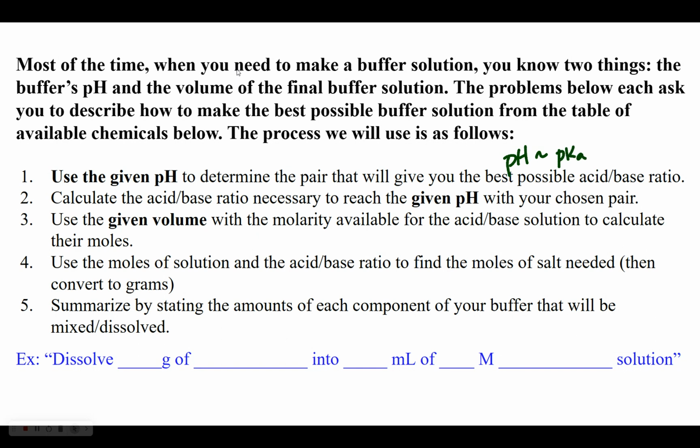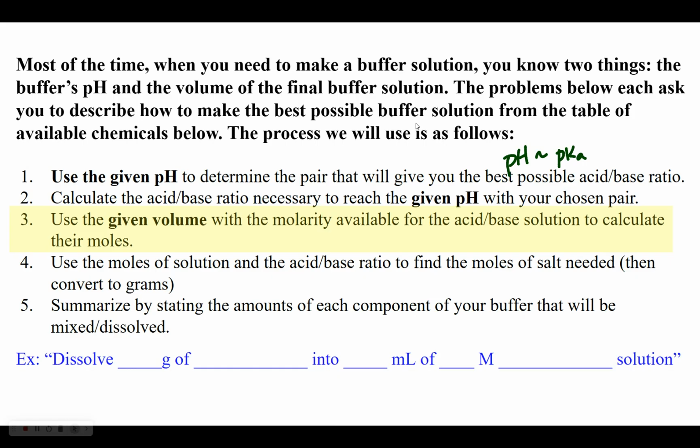And then we're going to use that given pair to calculate the acid-base ratio, using the Ka for that specific weak substance. Find the ratio needed to reach that given pH with that pair. So that's exactly what we were doing on the previous page. This next step is technically one of the only new calculations we've got to do here.